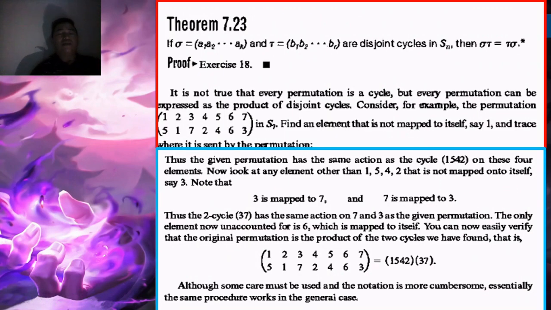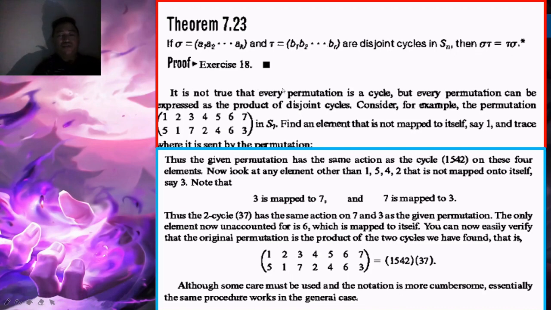So theorem 7.2. Kanatay sigma nga A1 to AK ang permutation, and then sa tau kay B1 to BR such that ang AI is not equal to BJ for all. Kung isa equal, wala common diha. Are disjoint cycles in SN. Kung disjoint, wala common diha. Then ang sigma tau is equal to tau sigma. So commutative siya.